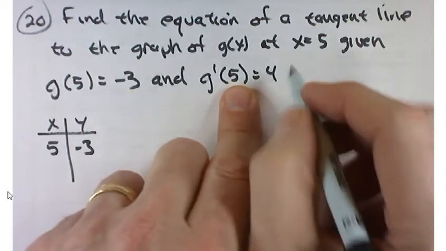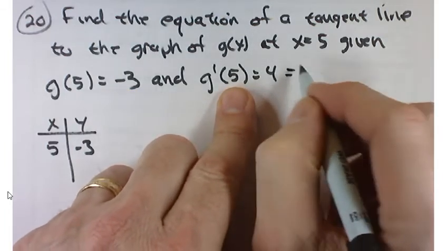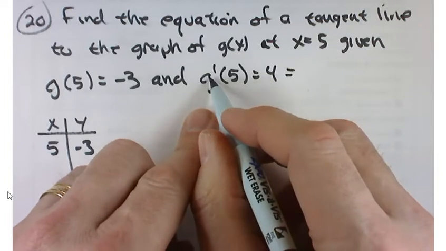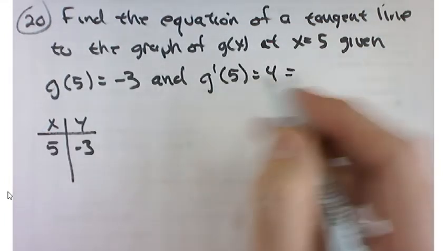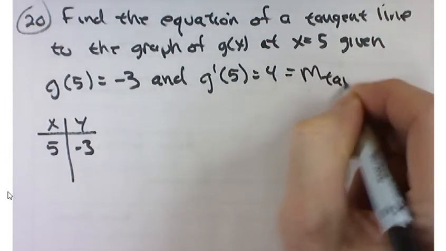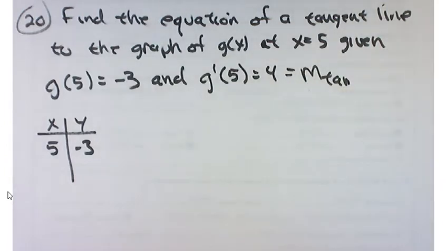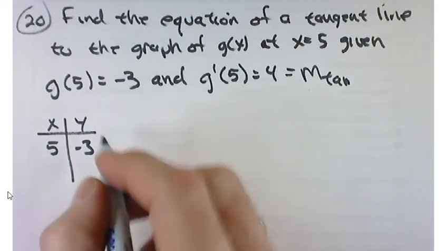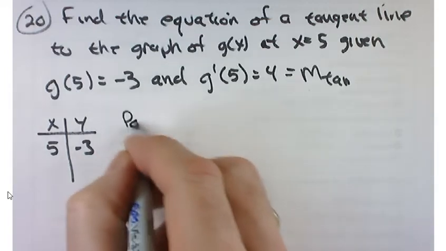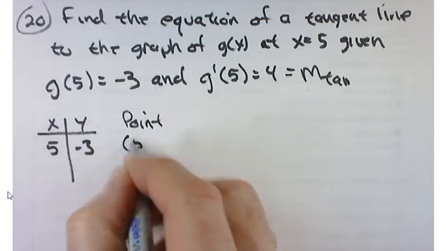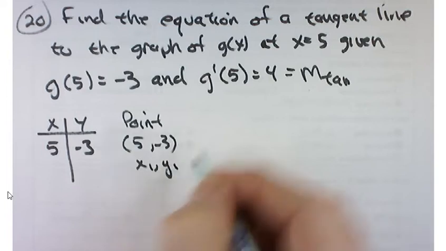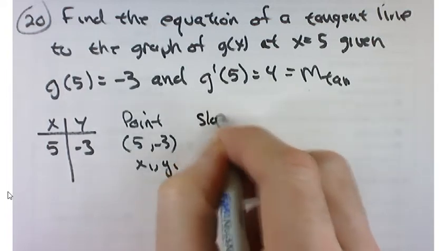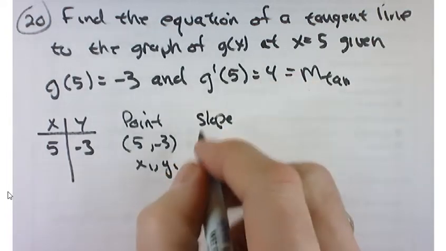And this also tells me something very helpful. This is the derivative of g, and the derivative of g at 5 tells me the slope of the tangent line at that point. So, cool. I've got my point. So my point is 5, negative 3. That's your x and y, or x1, y1. And then I got my slope. Slope of the tangent line there is 4.